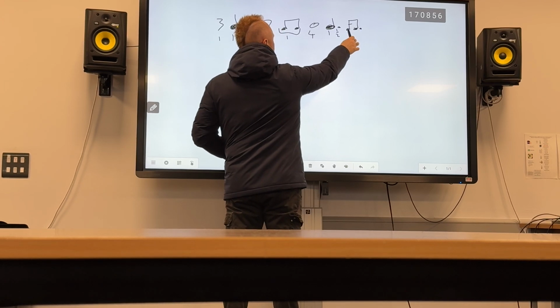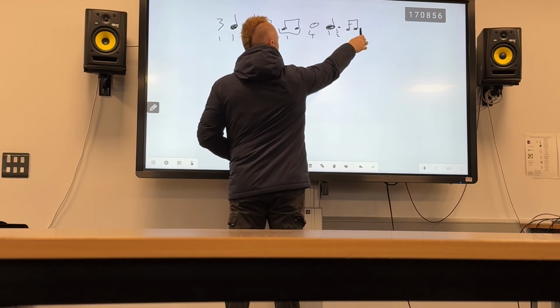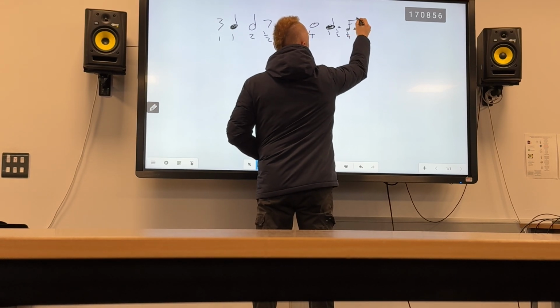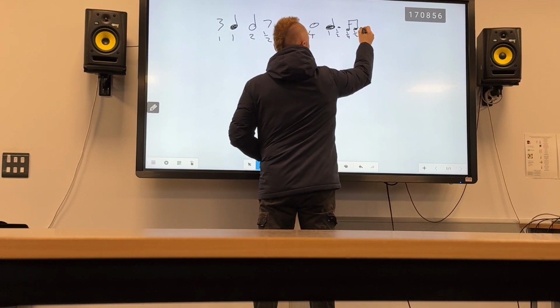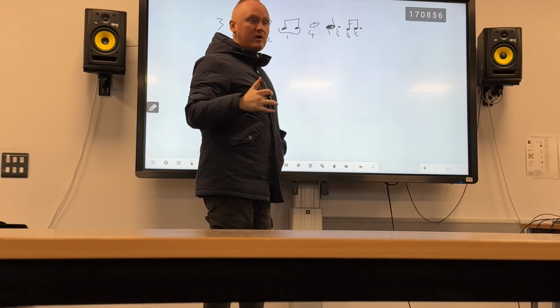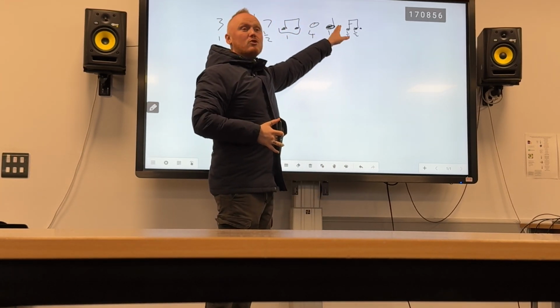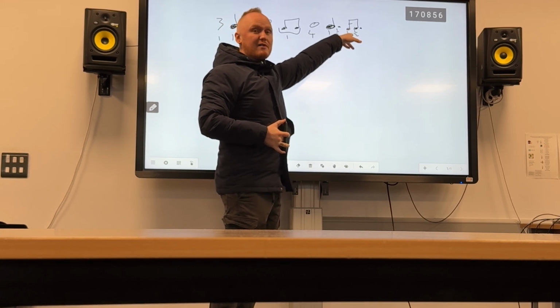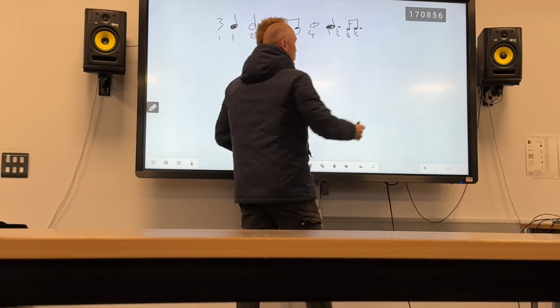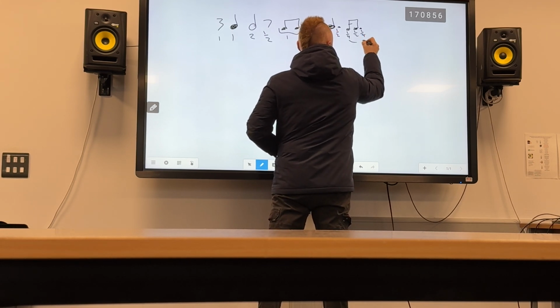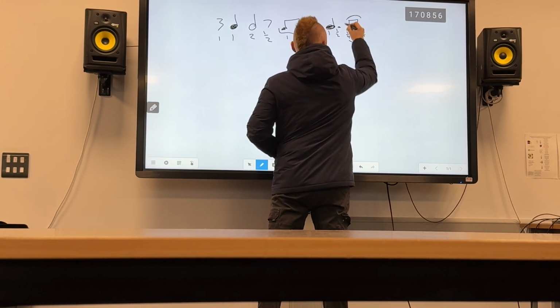And then this is a semiquaver plus a quaver with a dot. The semiquaver is worth a quarter. The quaver is worth half. That dot is also worth a quaver. Or sorry, quarter. The semiquaver is worth a quarter. The quaver is worth a half. The dot is half of that, so it's another quarter again. So together, that's 2 quarters plus a half. That whole thing is just worth 1.